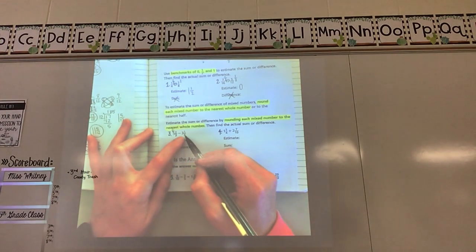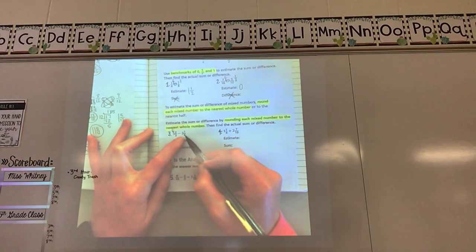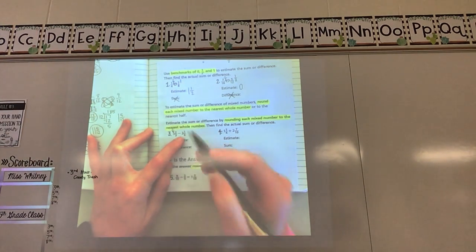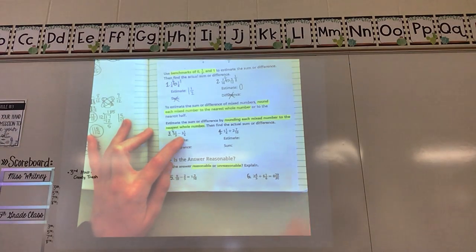Let's look at our other one. We have 3 and 1/6. Look at your fraction, and you're thinking, is 1/6 a little bit of pizza or a lot of pizza?